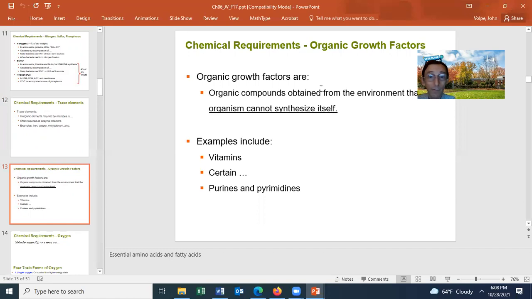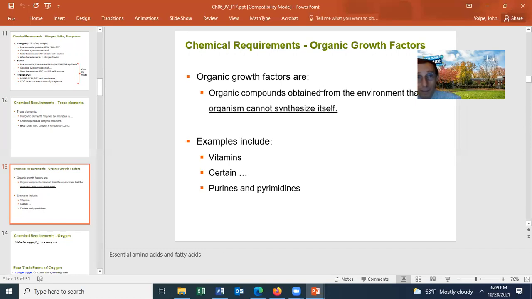All right, organic growth factors are biological molecules, meaning organic compounds that are needed by an organism or a cell because the cell cannot synthesize that molecule itself. Examples of an organic growth factor include vitamins, certain amino acids, we call those essential amino acids, and certain fatty acids, we call those essential fatty acids.